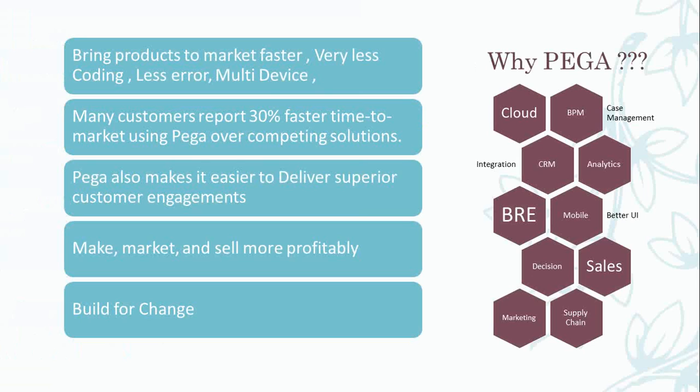Pega is a tool. It's not a language or anything. Pega is a tool developed with a combination of different technologies, and it provides a lot of features. Industry-wise, you have business process management, CRM, and BRE. That's the main feature of Pega. You can use Pega as business process management, customer relationship management, or as a rule engine.